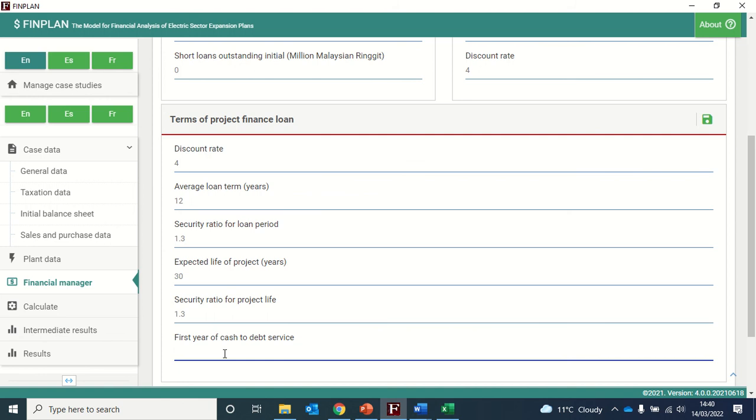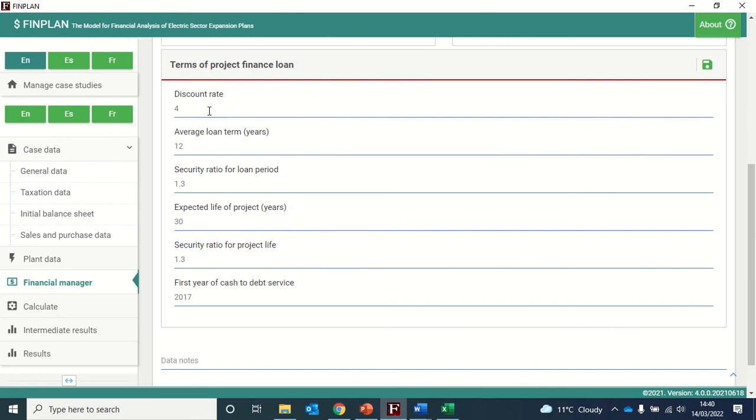First year of cash to debt service will be the commissioning year of the plant, which is 2017. And so your screen should look like this after inputting all the data, and we click on save. And well done, you have now inputted all the required data in FINPLAN. So we have now completed case data, plant data, and financial manager data. In the next hands-on, which is hands-on 5, we will explain running the FINPLAN model and interpreting the results from FINPLAN.